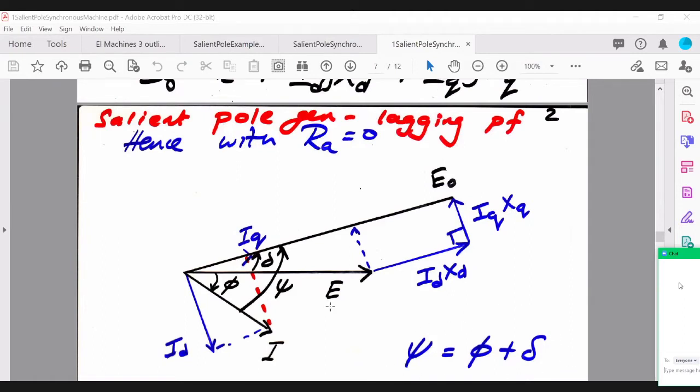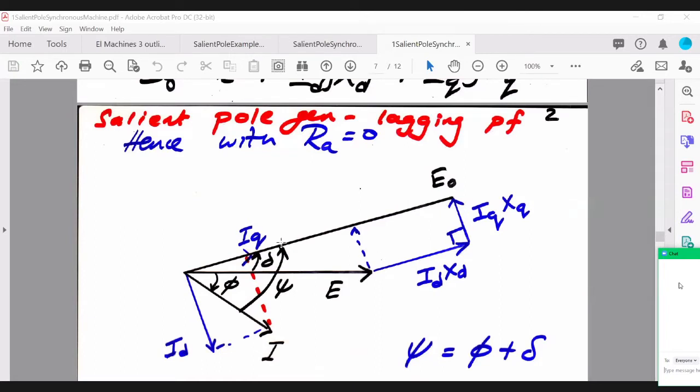Angle phi is your power factor angle, so cos of phi is equal to the power factor. And angle delta, you're familiar with that, is your load angle, the angle between E naught and E, the induced voltage and the terminal voltage.